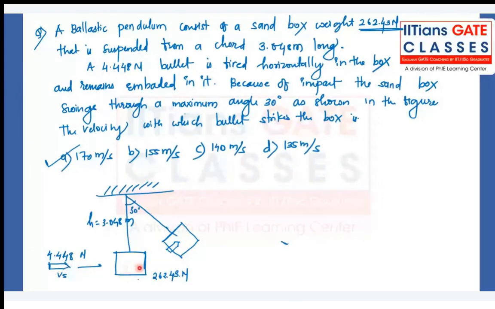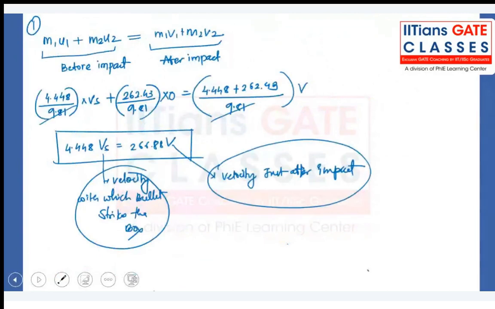So they are telling upfront that this box after the impact moved by 30 degree. So can you tell me what is the velocity with which the bullet was striking the box? Okay, this is the question. So we started with the conservation of momentum because it's an impact problem, or it's a collision problem.